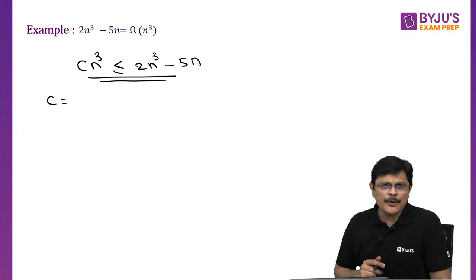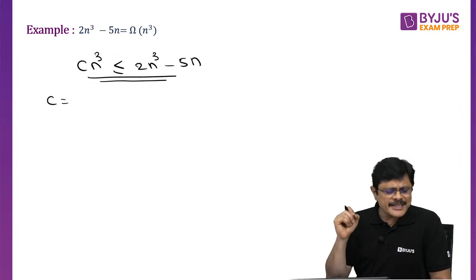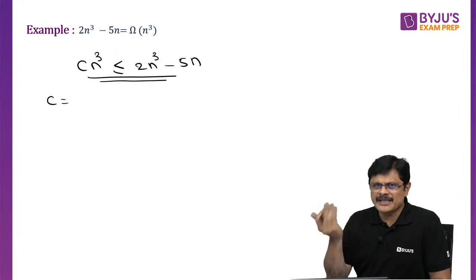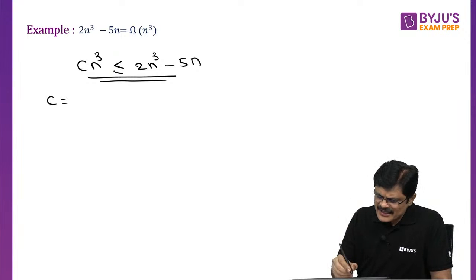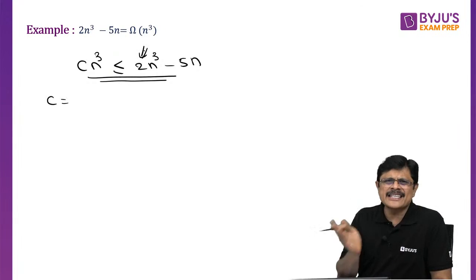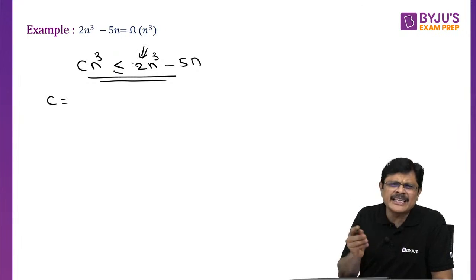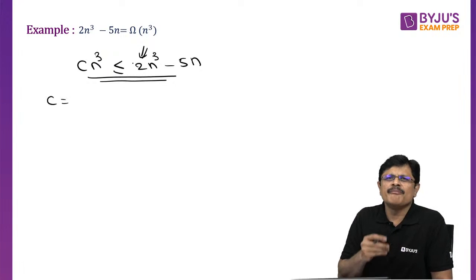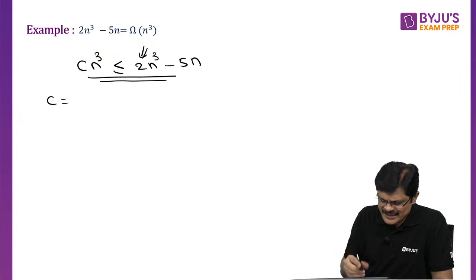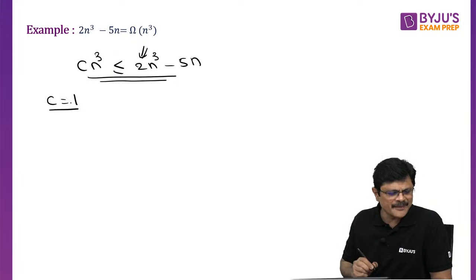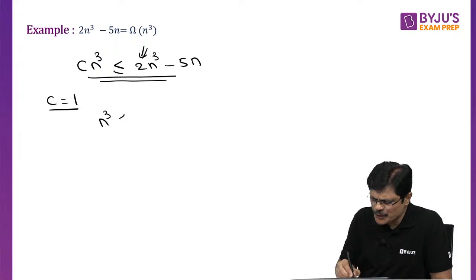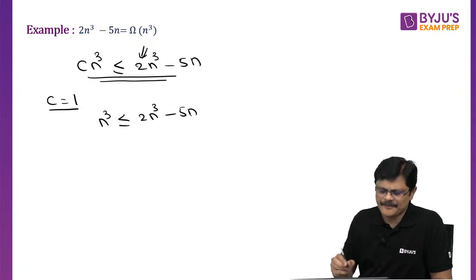Any doubt? Which value of c should we take? Can we take any? My dear friends, here the constant is 2, and c has to be smaller than it, so you can take anything smaller than 2. Because, as I told, we generally like integers, we take c is equal to 1. Substituting c is equal to 1, we get n cube less than or equal to 2n cube minus 5n.